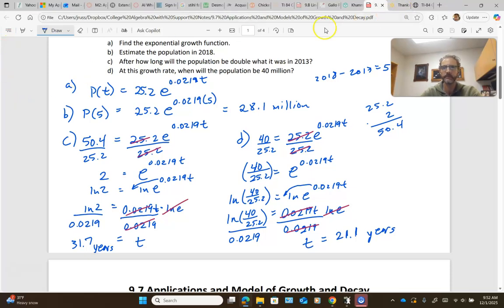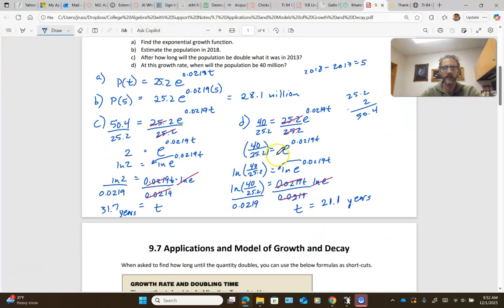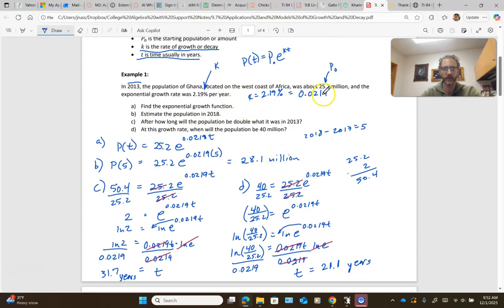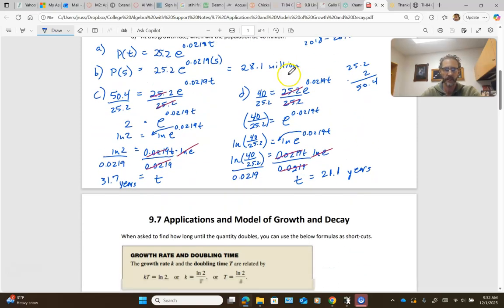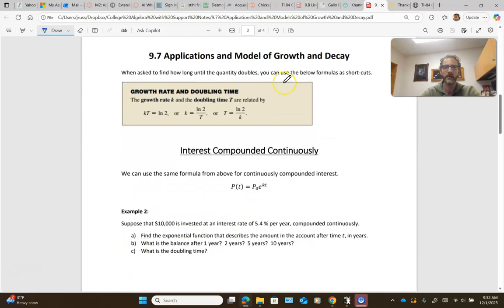Alright. Well, a lot of these problems are going to be very similar to this one, guys, just different context. Let's look at another one, and then we'll do a part 2 video to finish up this section. What you'll realize is that the growth rate and the doubling time are related, okay, right here.